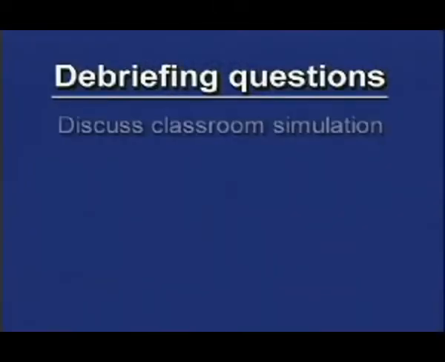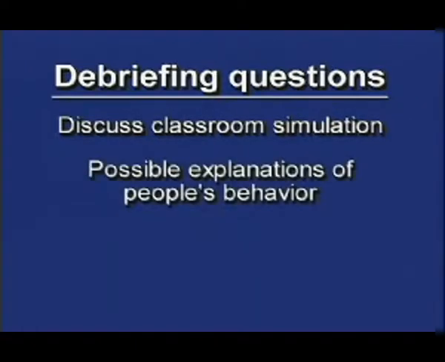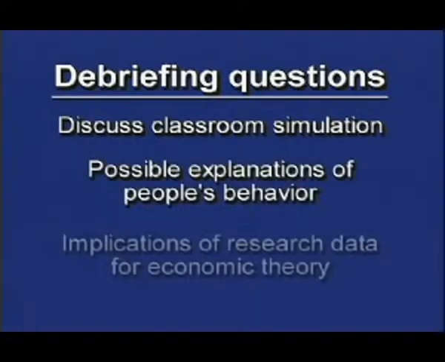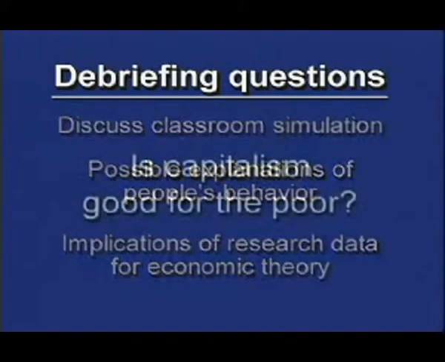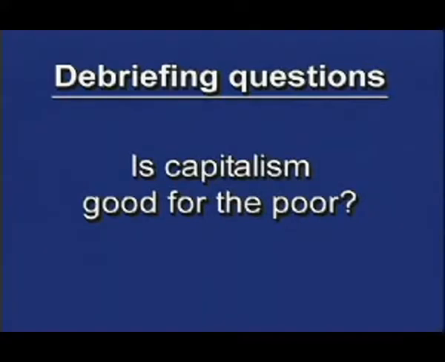However, as you'll see in your classroom simulation, and as researchers have seen in thousands of ultimatum games in societies all over the world, actual experimental results are very different from the predictions of the selfishness axiom. Once students have seen the data generated by ultimatum game research, the debriefing questions should move them from a discussion of their own experiences in the simulation to the possible explanations of people's behavior, and then to the implications of the research data for economic theory, and finally, to our overriding question of whether capitalism is good for the poor.